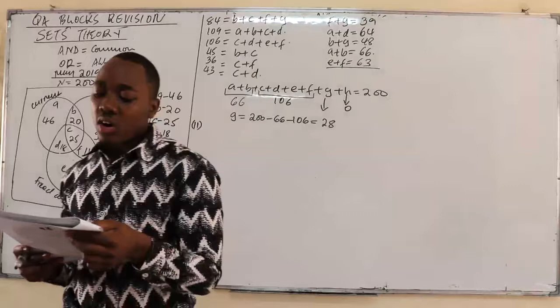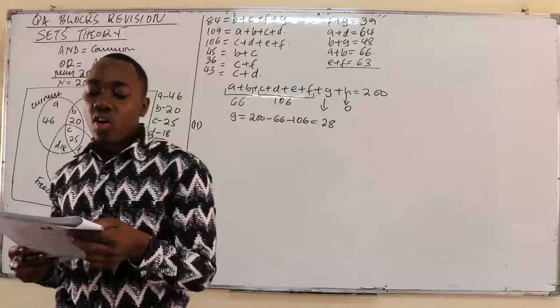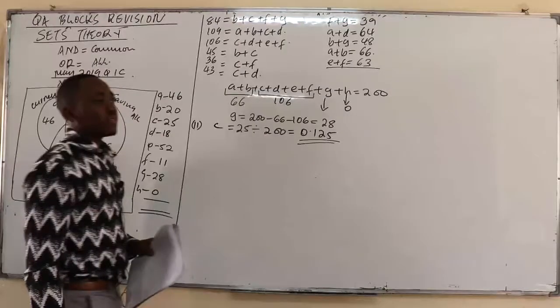And C, we had how many clients? 25. But in this case, the examiner wants the probability. So you take 25, you divide by 200. 25 divided by 200, you get a probability of 0.125 or 12.5%. Yeah, that's C. C is the only one operating all the 3 types of account.